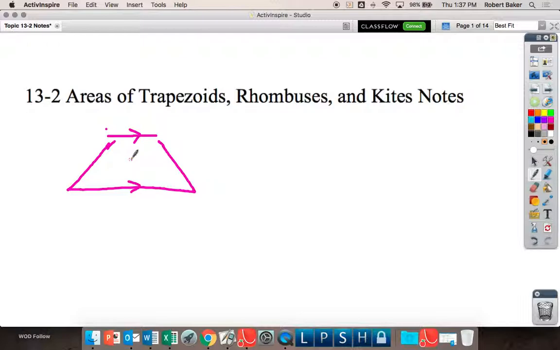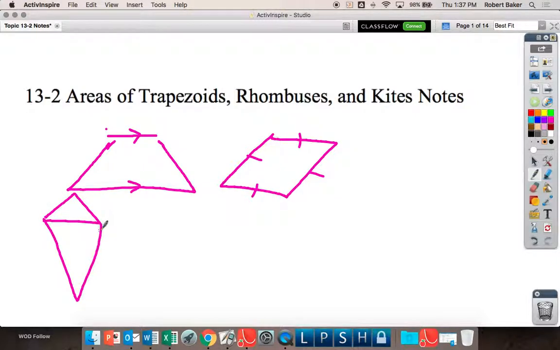What does a rhombus look like? Basically a tilted square. It's like a diamond. Not to be confused with a parallelogram. A rhombus has 1, 2, 3, 4 sides that are congruent. And then what does a kite look like? It looks like two triangles stuck together. Kind of like that. It's a kite.